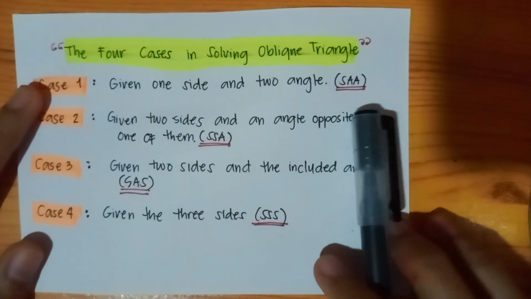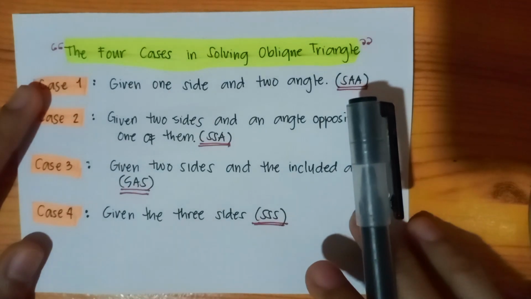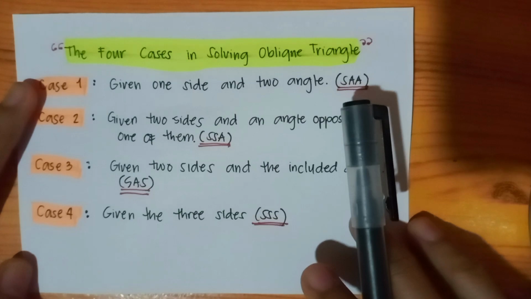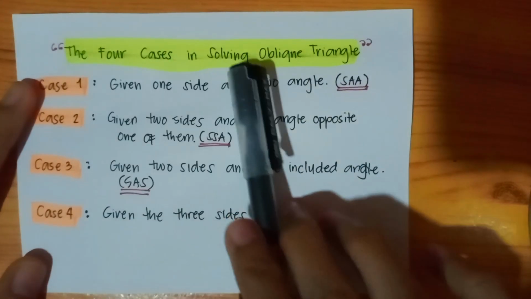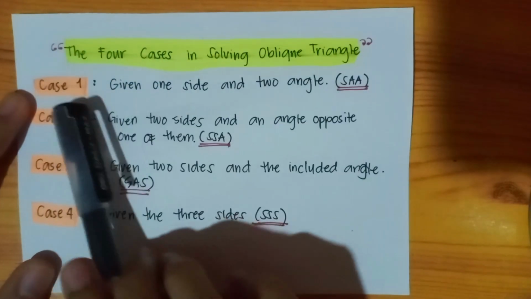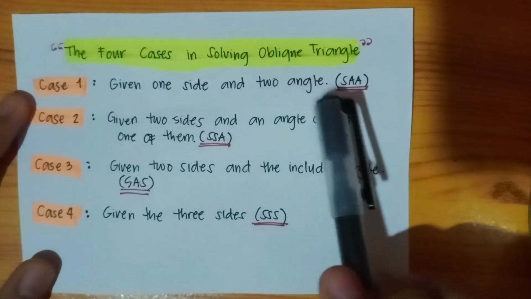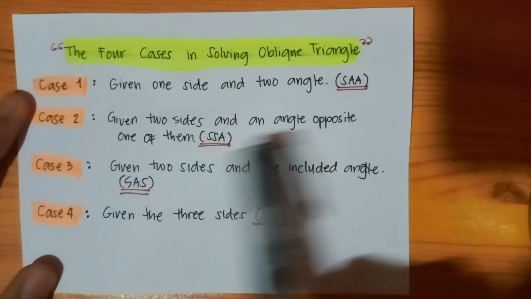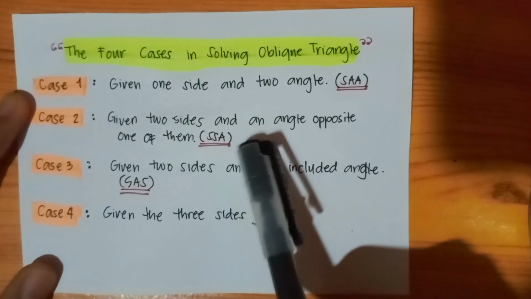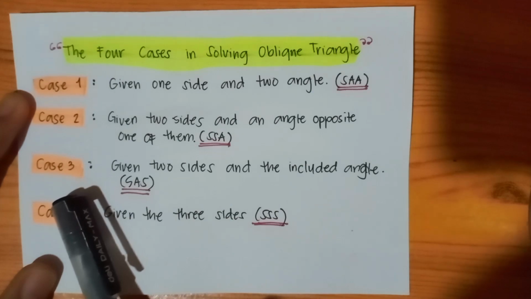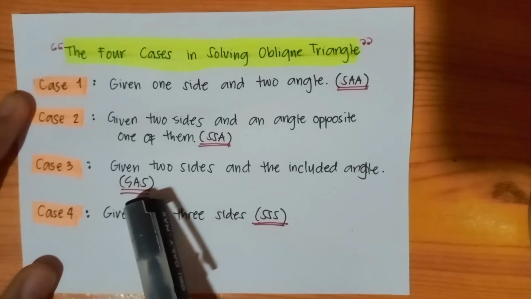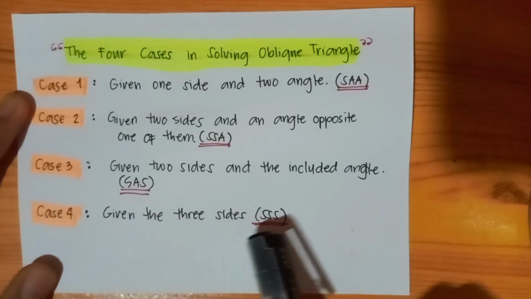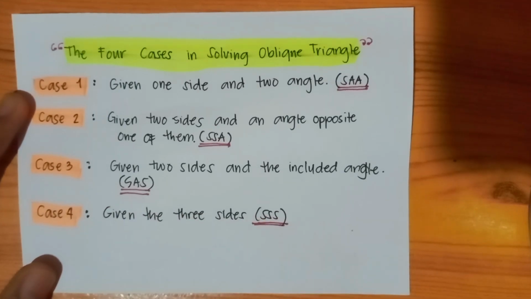Take note that to solve an oblique triangle, we must know the measure of one side and any two other measures. As a consequence, any triangle problem may fall under one of the following cases. These are the four cases in solving an oblique triangle. Case 1: given one side and two angles, SAA or side-angle-angle. Case 2: given two sides and an angle opposite one of them, or SSA, side-side-angle. Case 3: given two sides and the included angle, or SAS, side-angle-side. Case 4: given the three sides, or SSS, side-side-side.